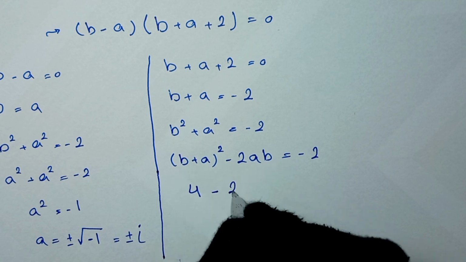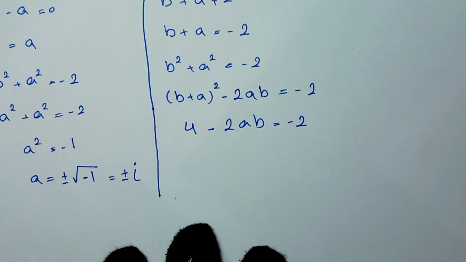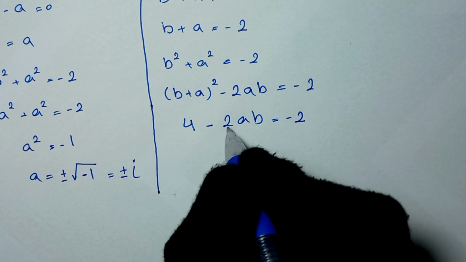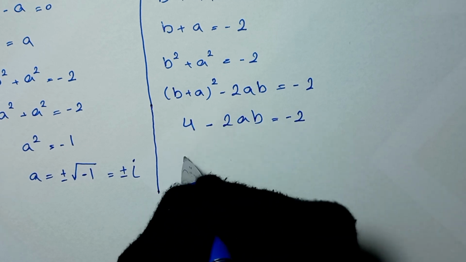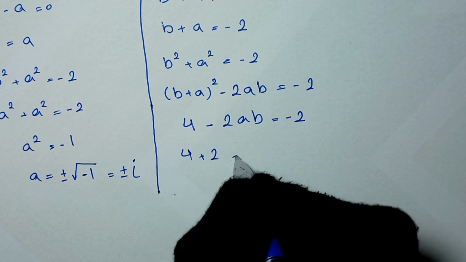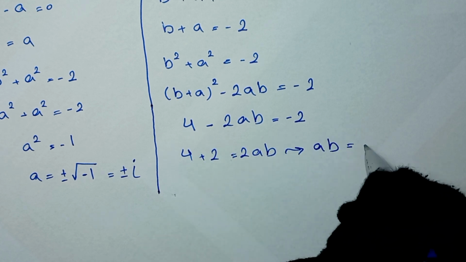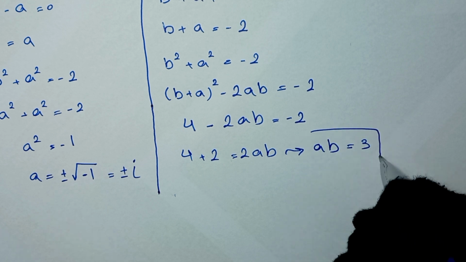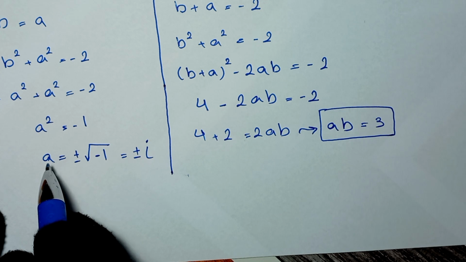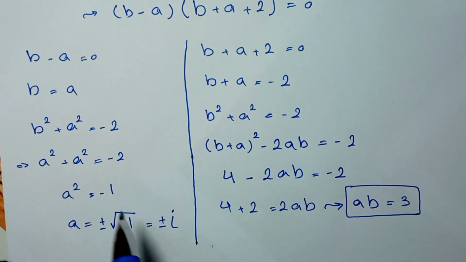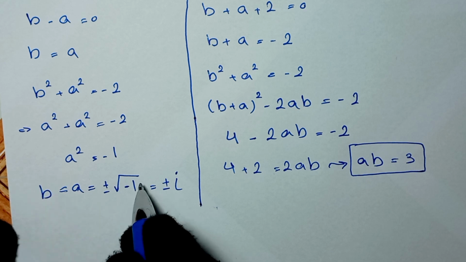And minus 2ab is negative 2. And from here, we take this 2ab to this side, it will be 4, and this negative 2 to this side. So it will be 4 plus 2 is equal to 2ab, and ab is equal to 3. So in here we have a is equal to plus or minus i, and a is equal to b, right? So b is equal to a and is equal to plus or minus i.